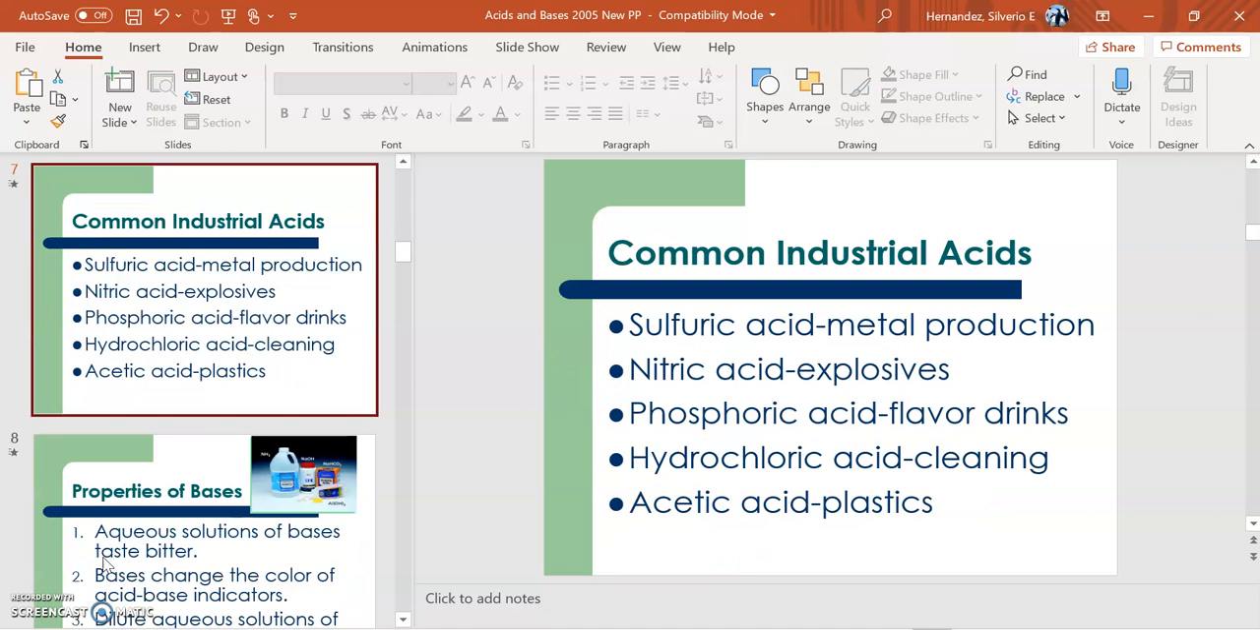This slide just talks to you about some common uses for some acids. I'm not going to go into detail with this. I'm just going to have you go through and read that and look at that.